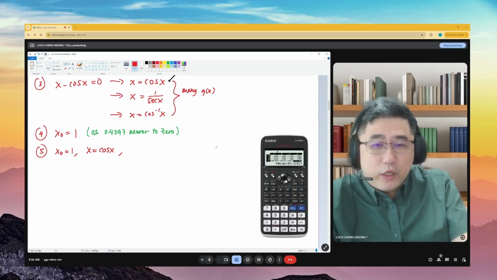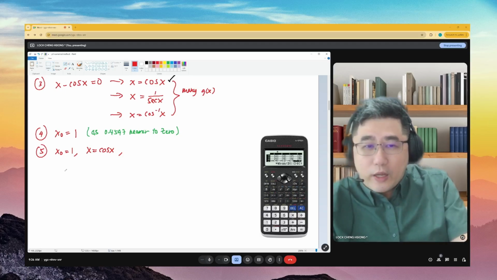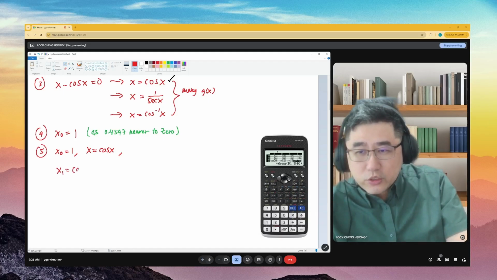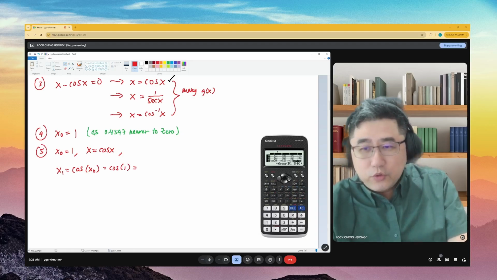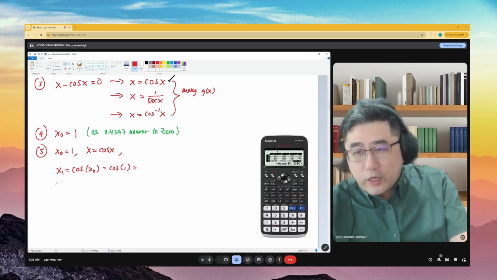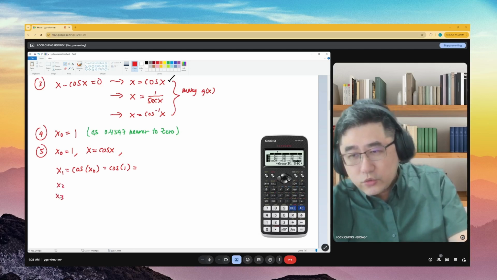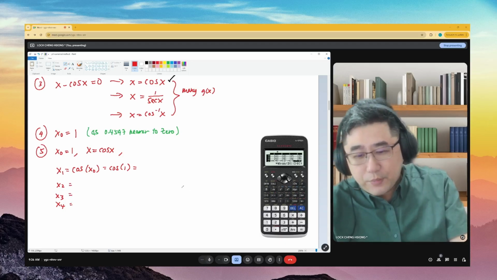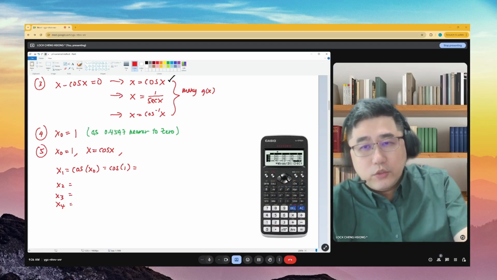Okay, for exam presentation, you at least need to show one time of the substitution. So your x1 here will be written as cos of x naught, which is cos of 1. Okay, so you have a value. Then after that, x2, x3, x4, and so on. You can use the calculator to press the number. How do we use the calculator?